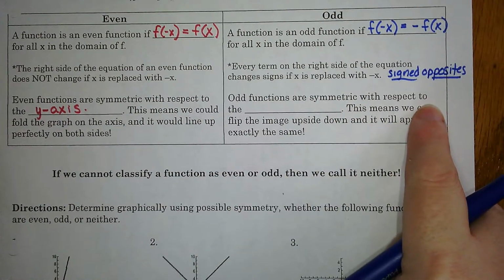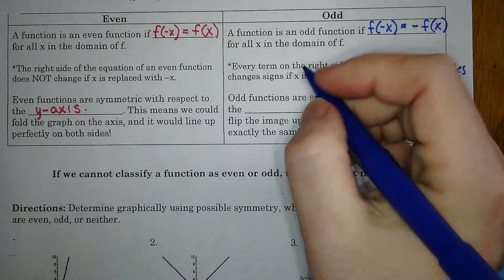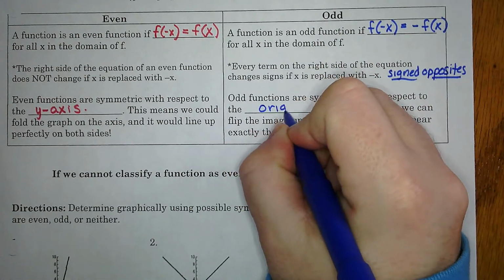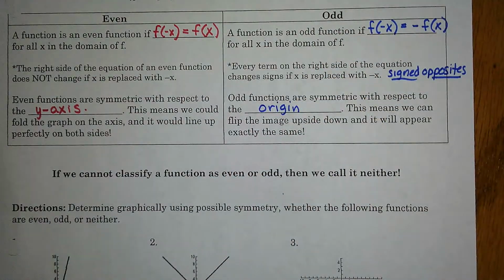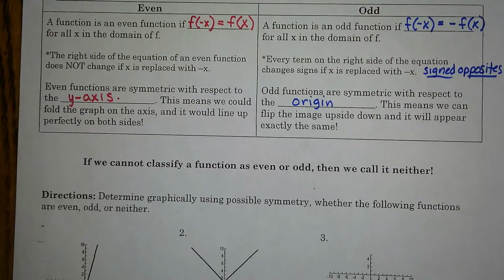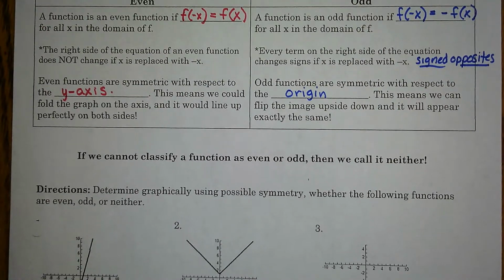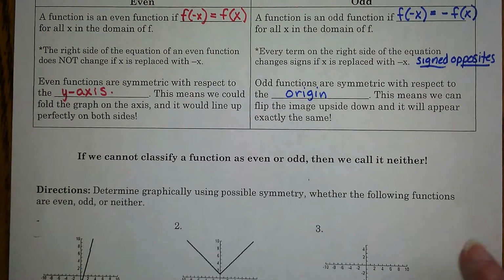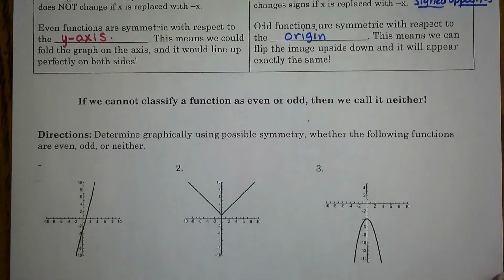Odd functions are symmetric with respect to the origin. That means we flip this 180 degrees and the image will be exactly the same. It can't be exactly the same but shifted. It's got to be exactly the same, which is really going to be clear when we actually look at the graphs right now.